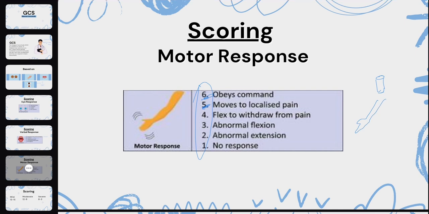Next, flexion, to withdraw from the pain. For example, if we consider this as a hand, and we are pulling the hand, and he is flexing the hand towards him, in that case you can give 4 points to the patient. Next, there is abnormal flexion, means you are asking the patient to perform the flexion, but he's not able to do that properly, so you will give 3 points. And when there is abnormal extension, that means you're not able to extend the hand properly, and you will be giving 2 points. And when there is no movement at all, you'll be giving him 1 point, that is no response at all.